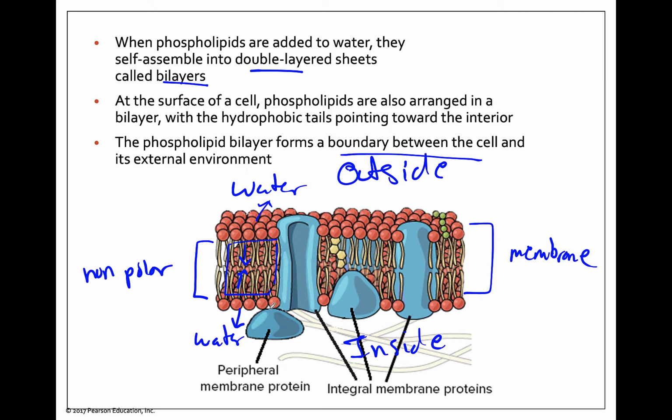So you can see these proteins that are embedded here. This protein is inside of the cell, so it must be polar. This protein is embedded in the membrane, so it must have a non-polar region to orient with this non-polar area that doesn't have any water in it.